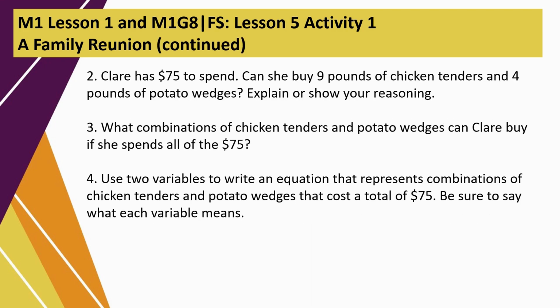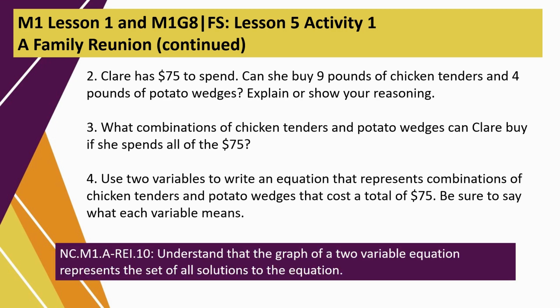The activity continues by asking students to consider if a combination is possible. Next, they consider different combinations that would total $75. Lastly, students write the equation. The focus on different combinations is building towards an understanding that the graph is the set of all solutions to the equation.